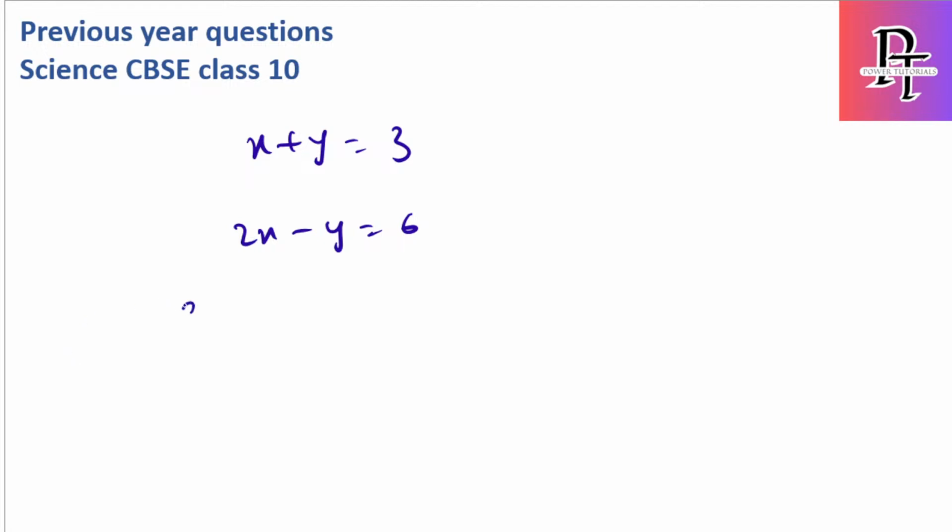So a1 is 1, a2 is 2, b1 is 1, b2 is minus 1. I am finding from here. This is a1, which is 1. This is a2, which is 2. b1 is 1, b2 is minus 1. What about c1 and c2?